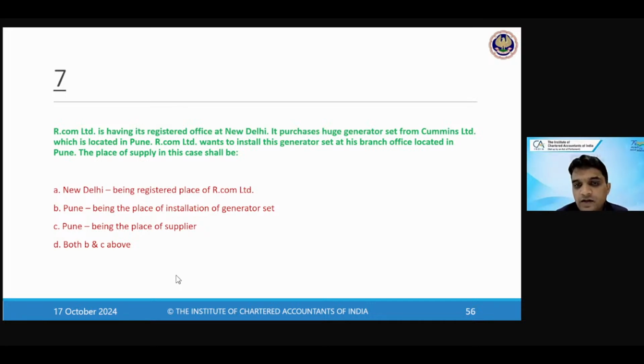Seventh one, B, correct, very simple. The place of installation, Pune being the place of installation.